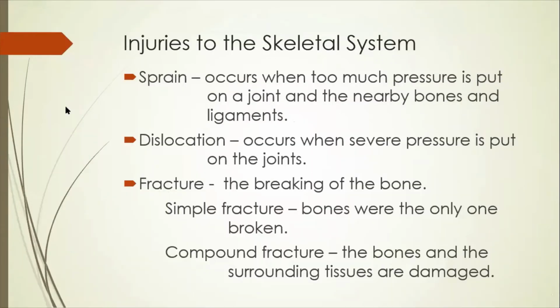Now let us see the injuries to the skeletal system. Number 1 is sprain. A sprain occurs when too much pressure is put on a joint and the nearby bones and ligaments. Number 2, dislocation. It occurs when severe pressure is put on the joints. Number 3, fracture. Fracture is the breaking of the bones, and there are 2 kinds of fracture.